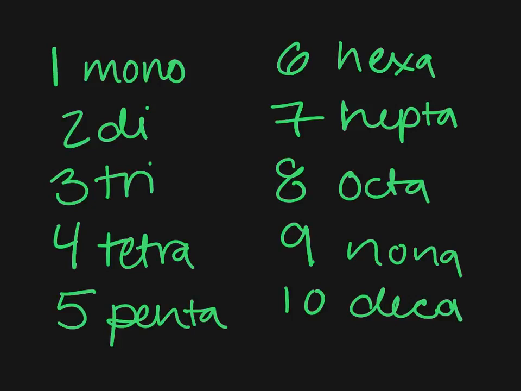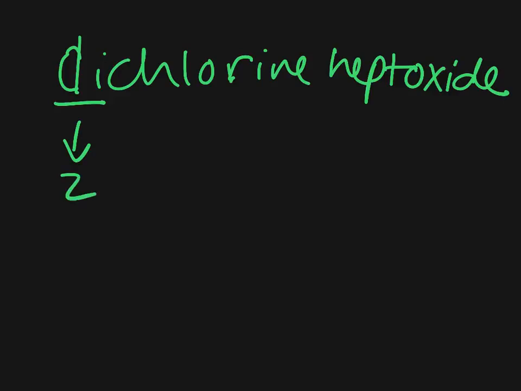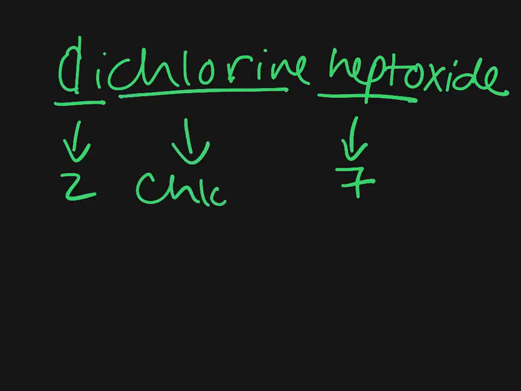Now, let's look at the compound used in the problem. The problem gives us dichlorine heptoxide. From this, we see the prefix di, meaning 2, and hept, meaning 7. From the rest of the word, we see that we have 2 chlorine atoms.